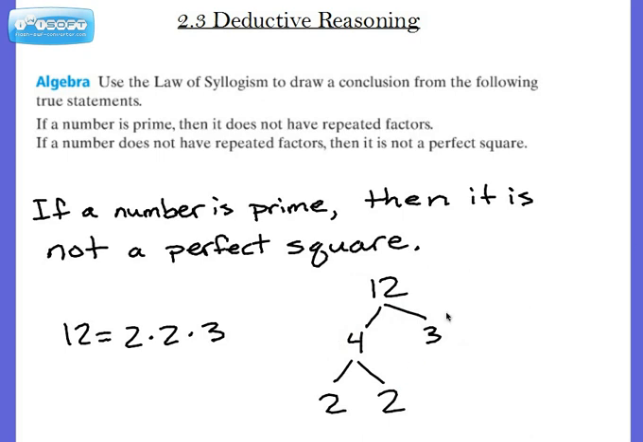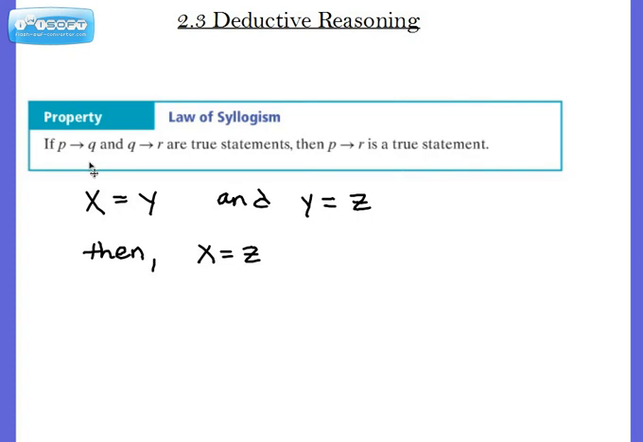So that's how we can use the law of syllogism. Again, that's if we have P implies Q and Q implies R, and they're both true statements, then P implies R is also a true statement.